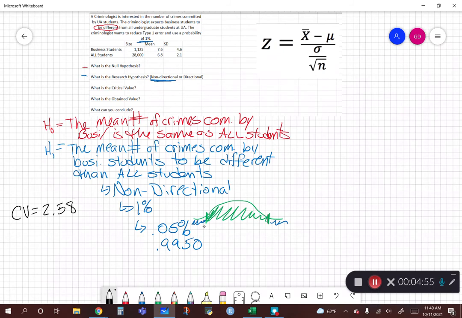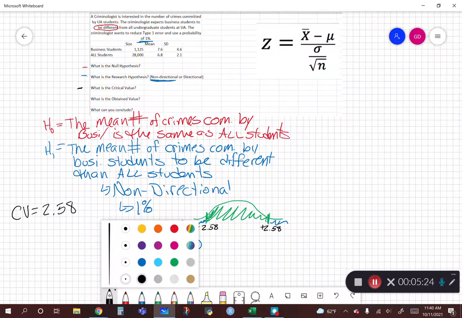So here is where the 2.58, that would be the negative side, this would be the positive side, our obtained value. So when we use the formula and our information in the table of our mean and standard deviation, to reject the null hypothesis, we would need a value greater than plus or minus 2.58. All right, so we have our critical value. Now let's get to our obtained value. And this is just putting the numbers into our formula up here.